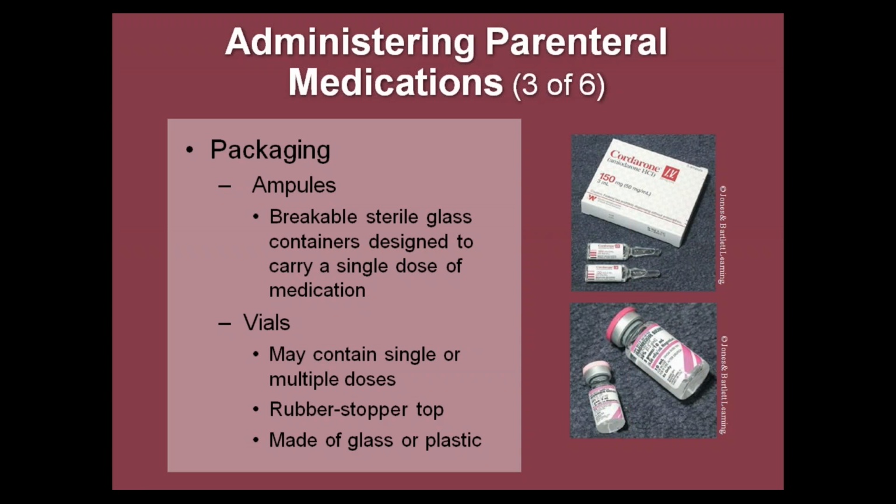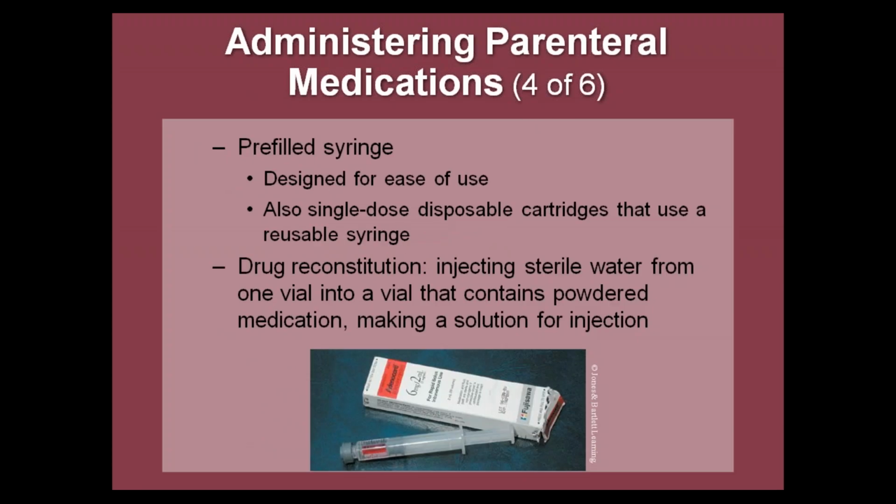Vials contain single or multiple doses, have a rubber stopper on top, and are made of glass or plastic on the outside. Prefilled syringes are designed for ease of use. There are also single-dose disposable cartridges that use a reusable syringe.